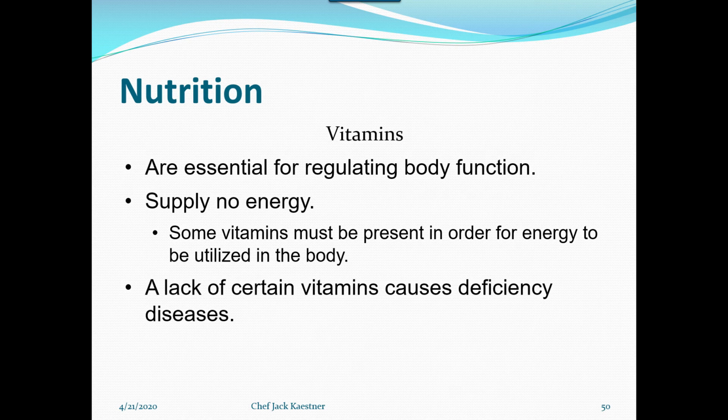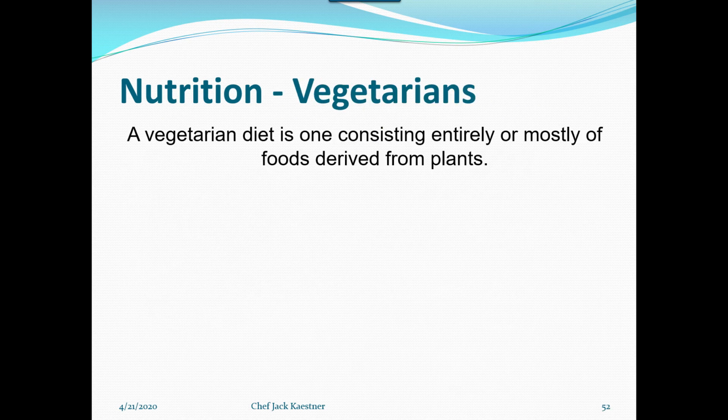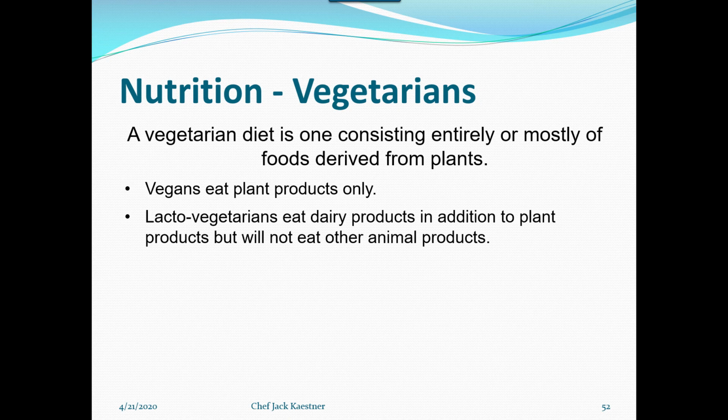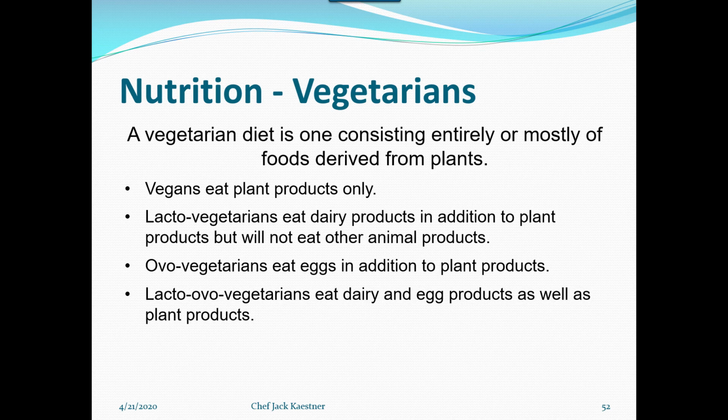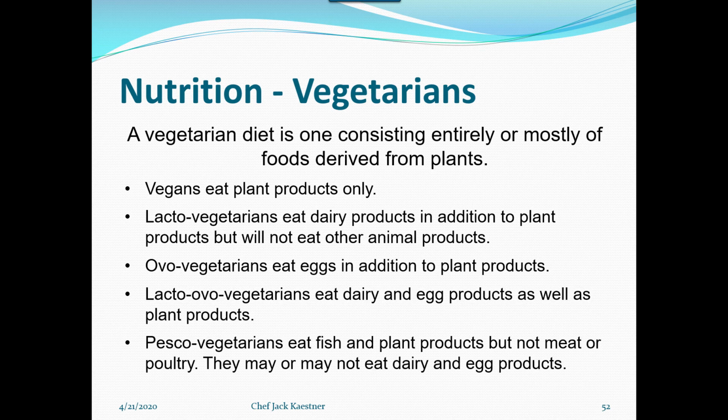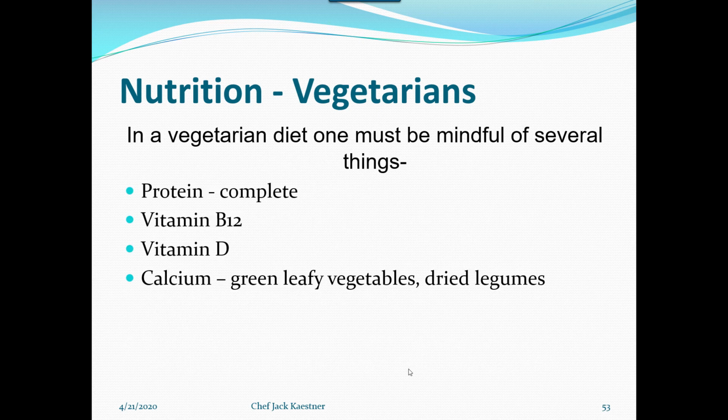Nutrients, I'll just kind of scroll through here. So vitamins, proteins, we'll talk about vegetarians. A vegetarian diet is one consisting entirely or mostly of foods derived from plants. Vegans eat plants only. Lacto-vegetarians eat dairy products in addition to plants. Ovo-vegetarians will eat eggs, lacto-ovo, dairy and eggs. And then pesco, they'll eat fish and plants.